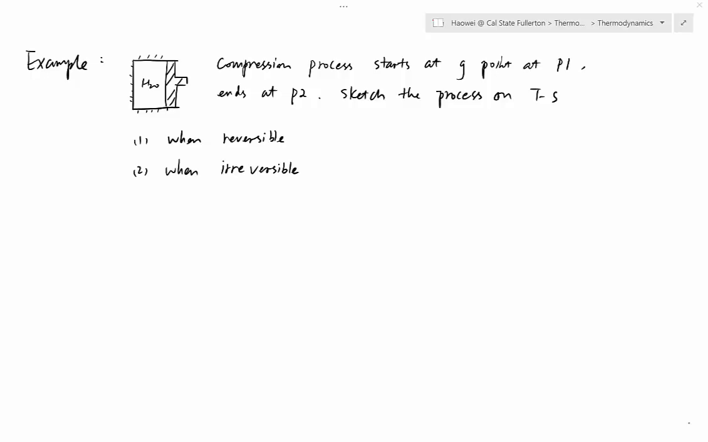It starts at G point, meaning the beginning is saturated water vapor, and the initial pressure is P1. And then at the end, the pressure is P2. So P2 must be higher than P1 because this is a compression process. What we want is to sketch this process on a T versus S diagram. First case, when the process is reversible, and second case, when the process is irreversible.